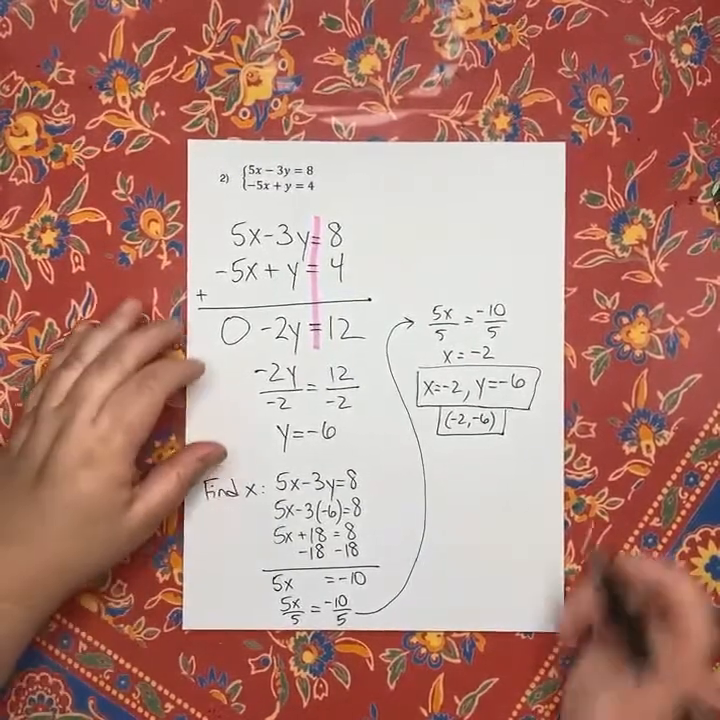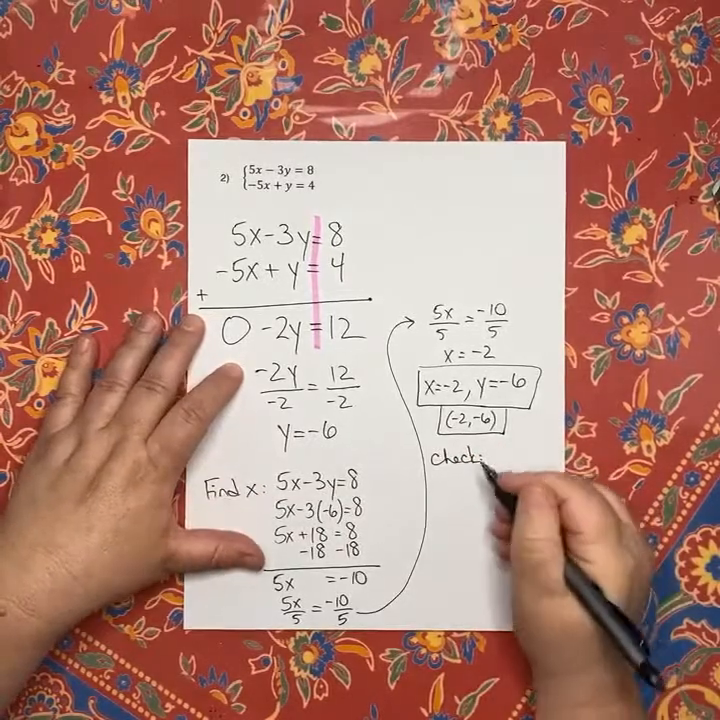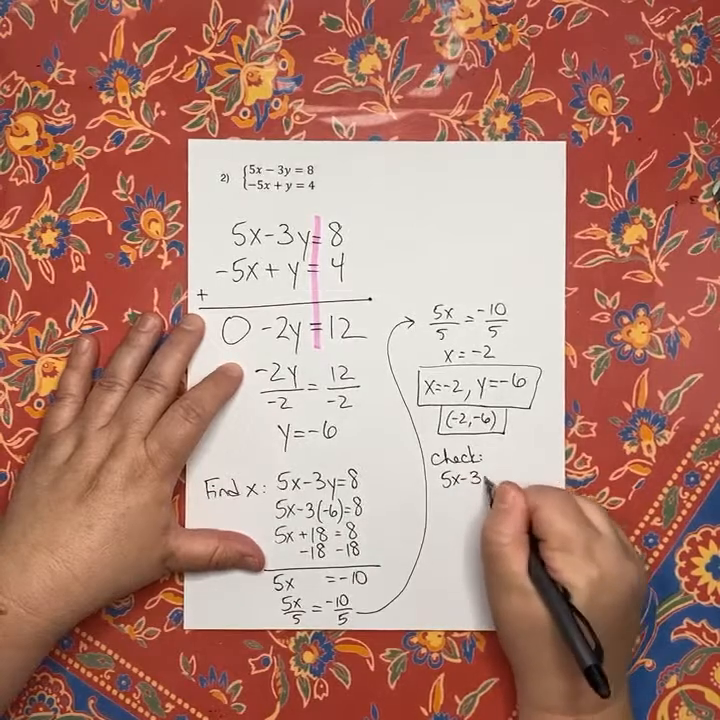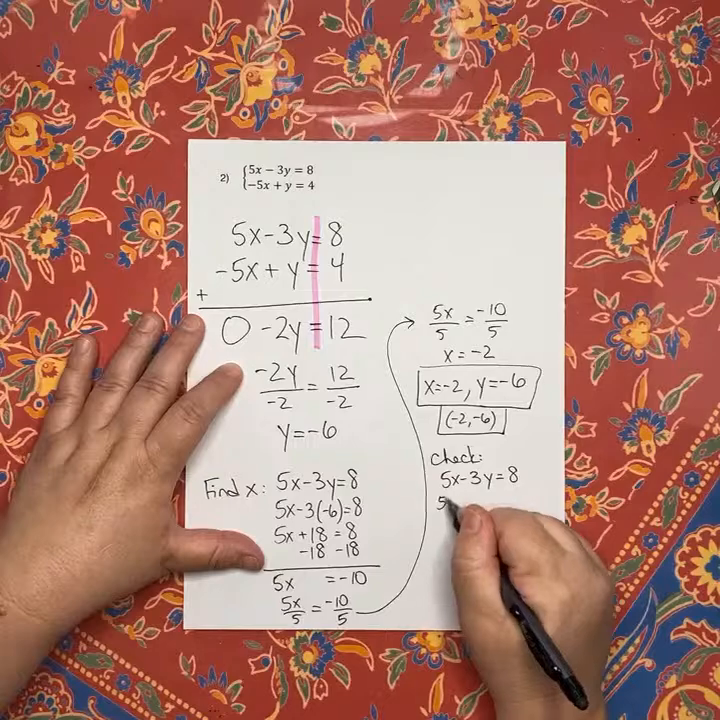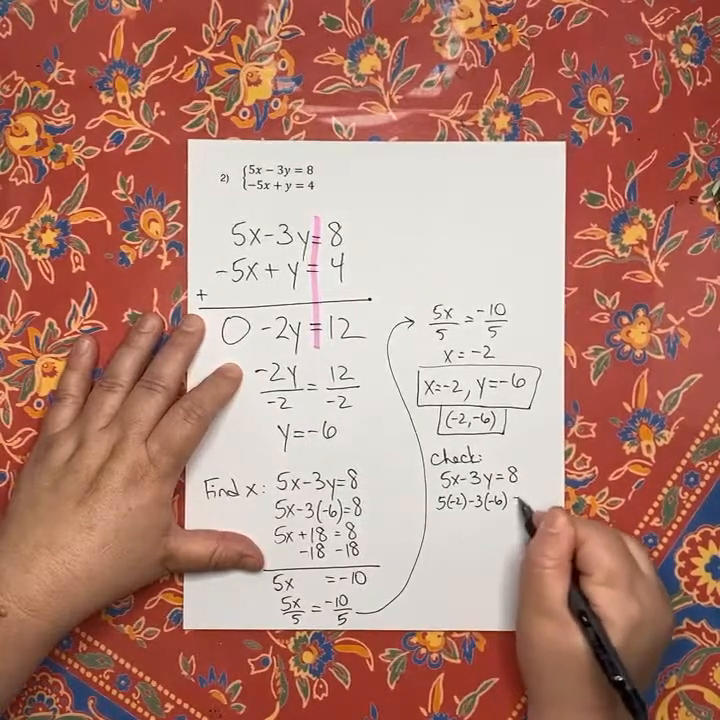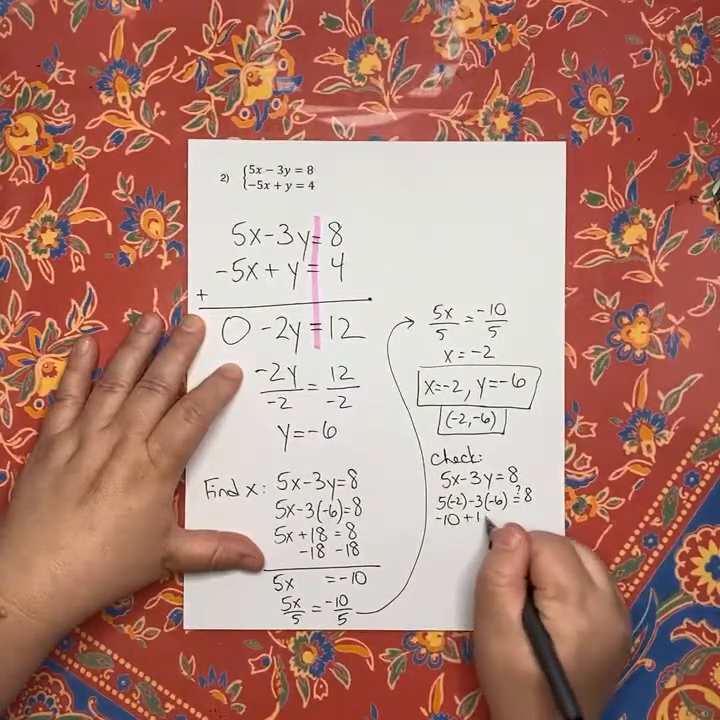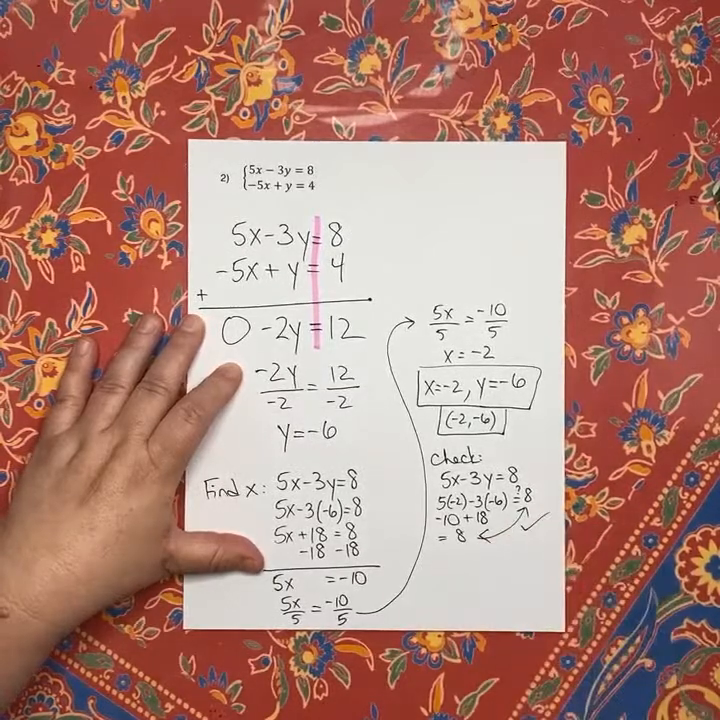Okay, what should we do? Check. Isn't this wonderful? Don't you love this? This is so great. Okay, I'm going to check both of them just so you get an experience of checking both of them. It's pretty fast. 5 times negative 2 minus 3 times negative 6. Does that equal 8? That's negative 10 plus 18. That's 8. Woohoo! That one works.